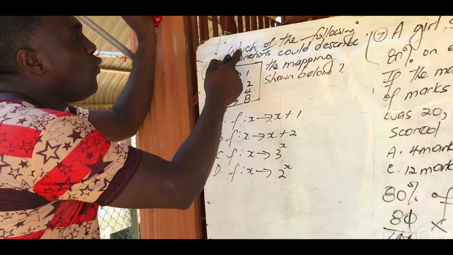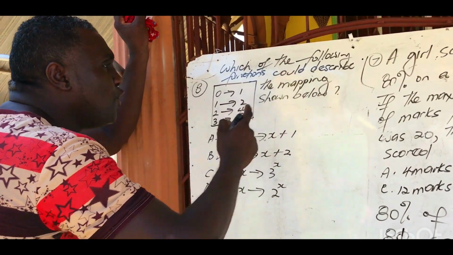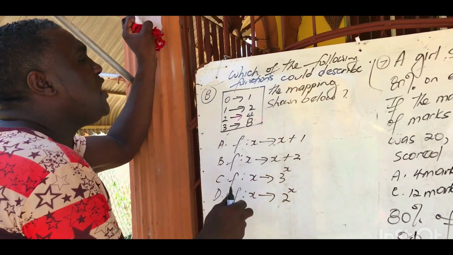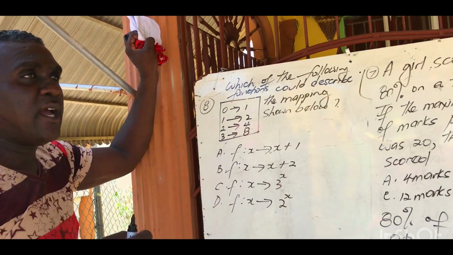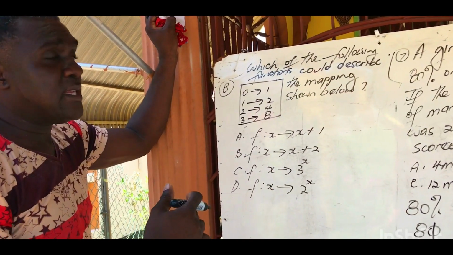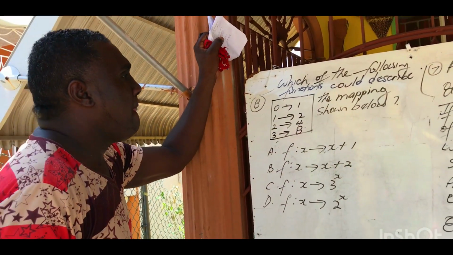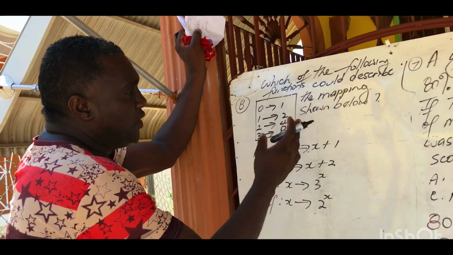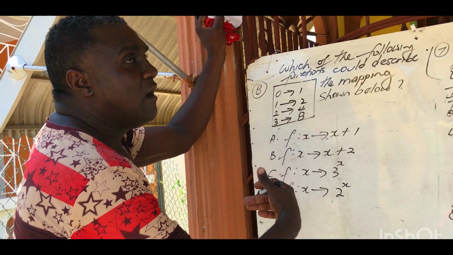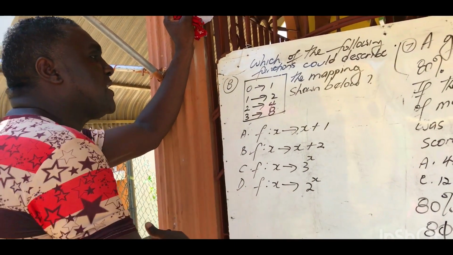Number 8. Which of the following functions could describe the mapping shown below? Okay, when you hear about a function, here when you hear about a mapping, what exactly is a function? First, a mapping basically is a relation which shows a connection between two quantities. Now, usually in maths we tend to use x and y. So how x is mapped onto y? So what relation maps x onto y?